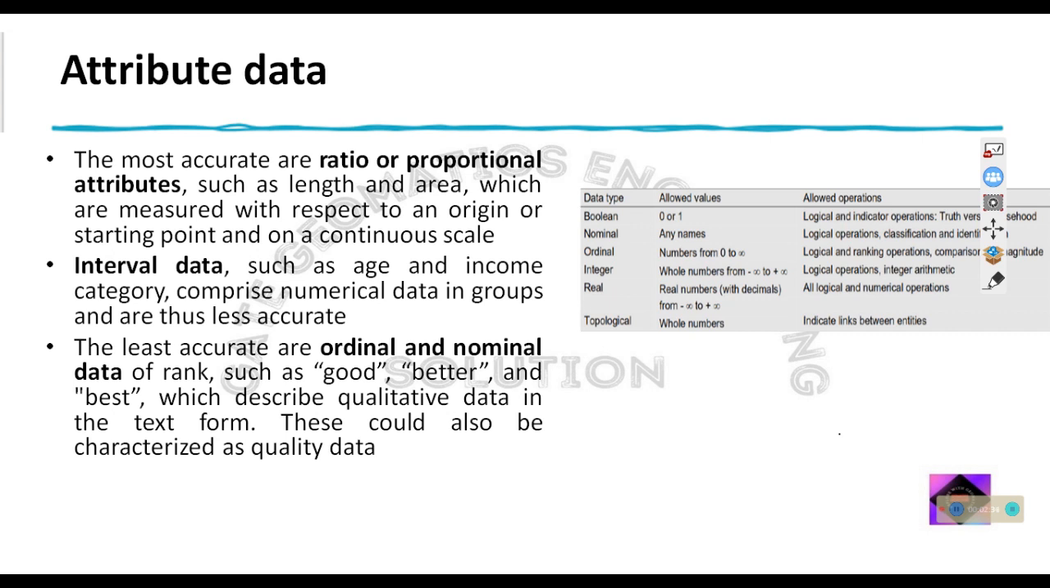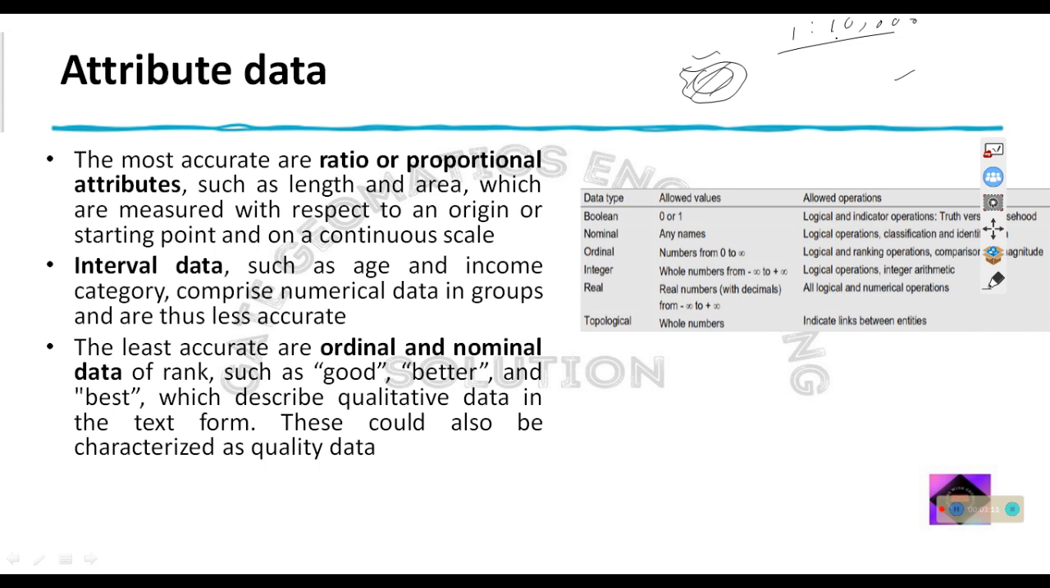So what are ratio or proportional attributes? Those are actually the length and area of any structure. Like if there is some polygon here, what is the area of that with respect to the real world? Based on the scale we can easily measure it. Suppose the scale is 1:10,000, then we can easily calculate the area based on that scale. You can find this in the scale chapter that has already been covered.